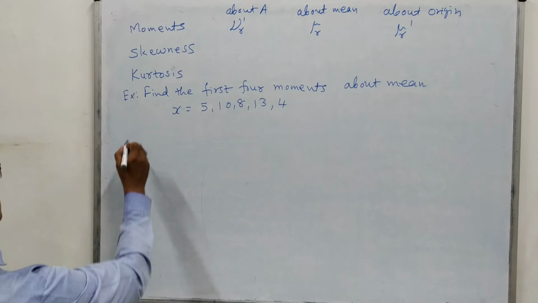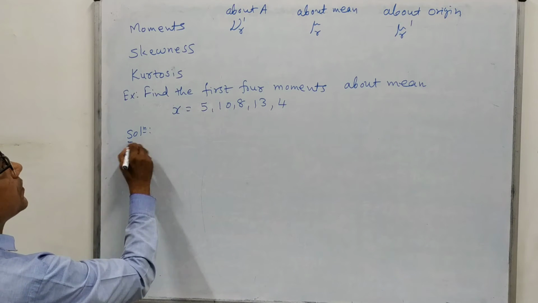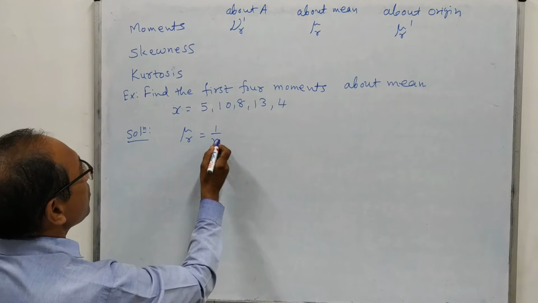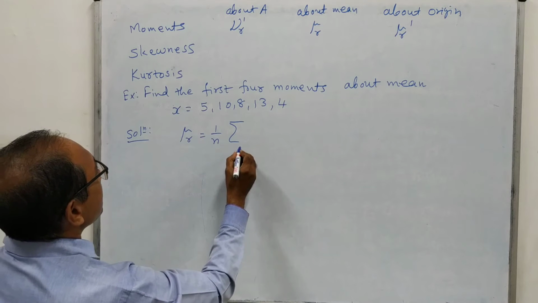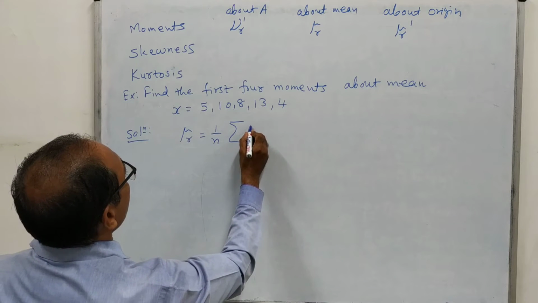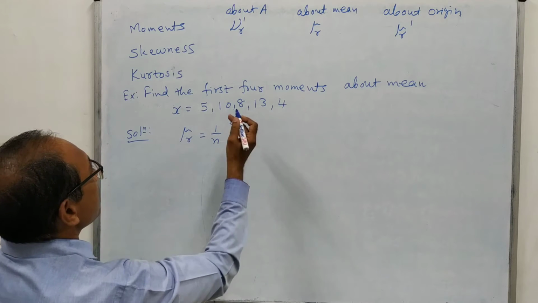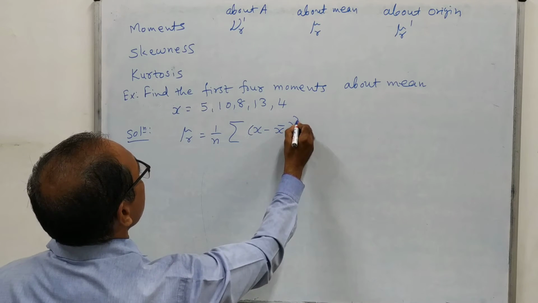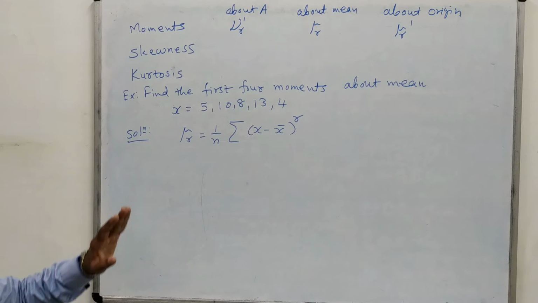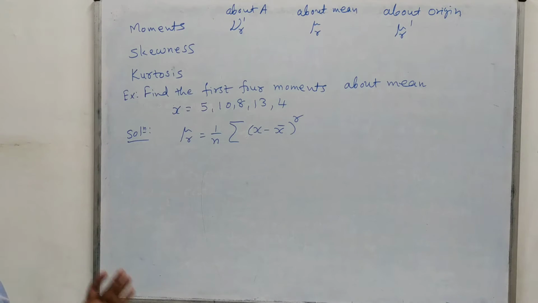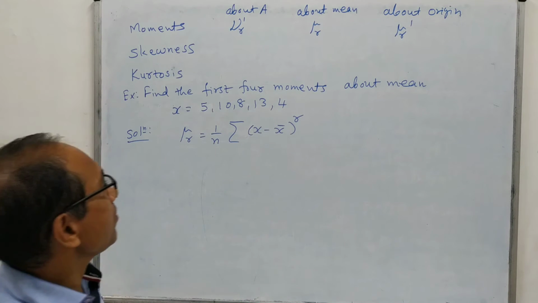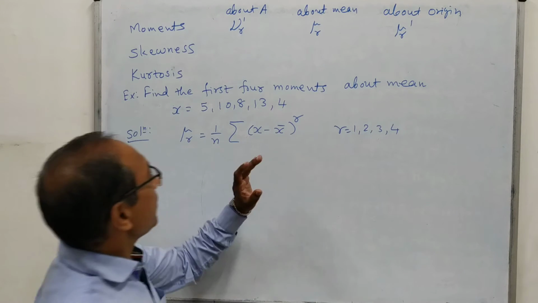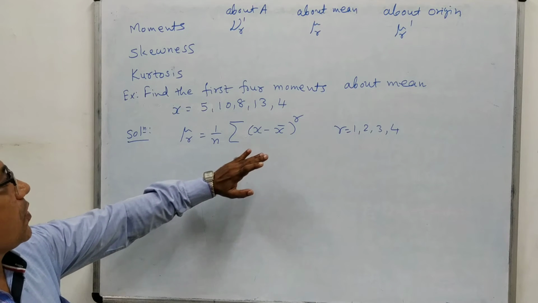To find the moments about the mean, we know the formula is mu r equal to 1 upon n, it is ungrouped data so small n, sigma, not fi because it is ungrouped data, simply x minus x bar whole raised to r. We want to find the first four moments, that means mu1, mu2, mu3 and mu4, so we consider r equal to 1, 2, 3 and 4.